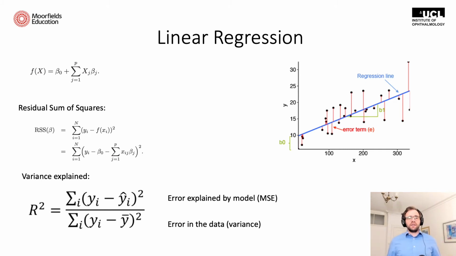Another important statistical property is the variance explained, and that's known as the R squared. That is the error explained by the model, divided by the variance in the data. So how much of the variance is your linear regression explaining? That's an important parameter, the R squared.